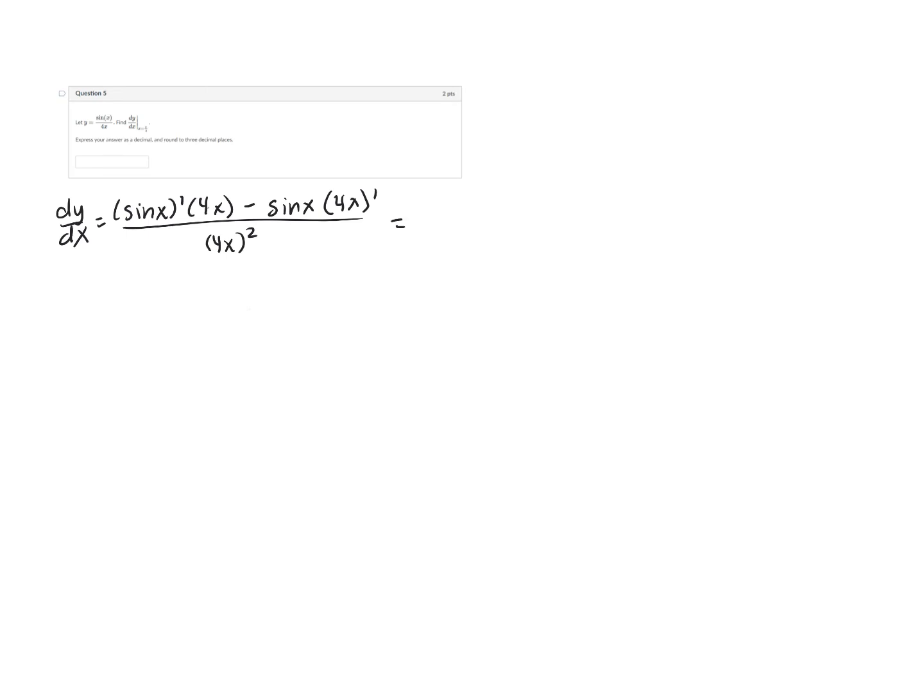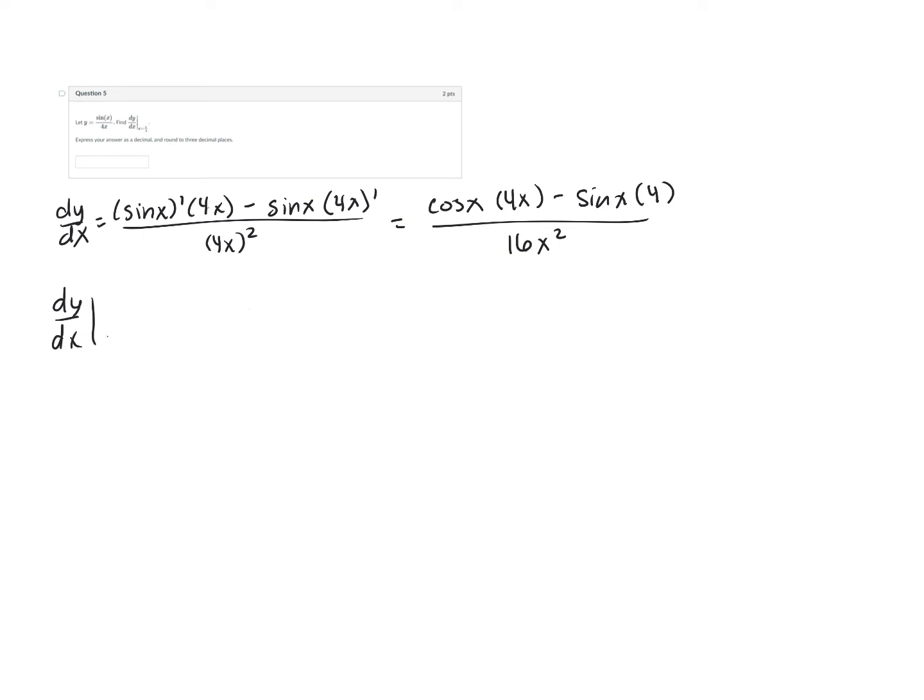All right, so sine of x, the derivative of that's just going to be cosine of x, and we'll keep the 4x there, minus keep the sine x, take the derivative, that's just going to come out to 4, and then we'll get 16x squared on the bottom. All right, so now we want to take the derivative.